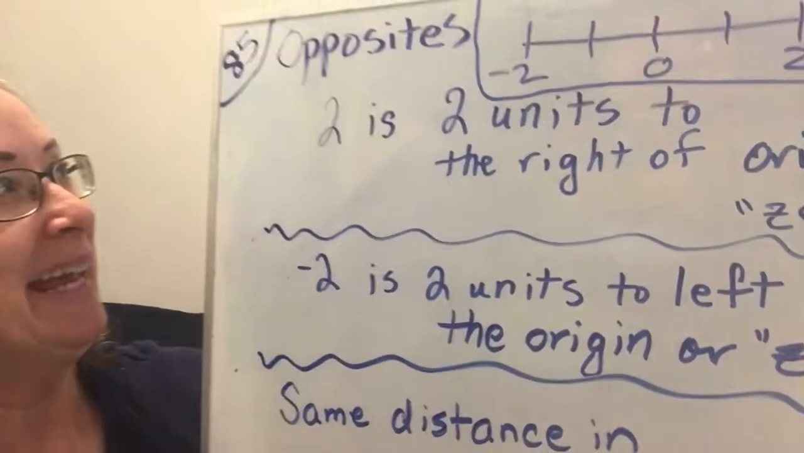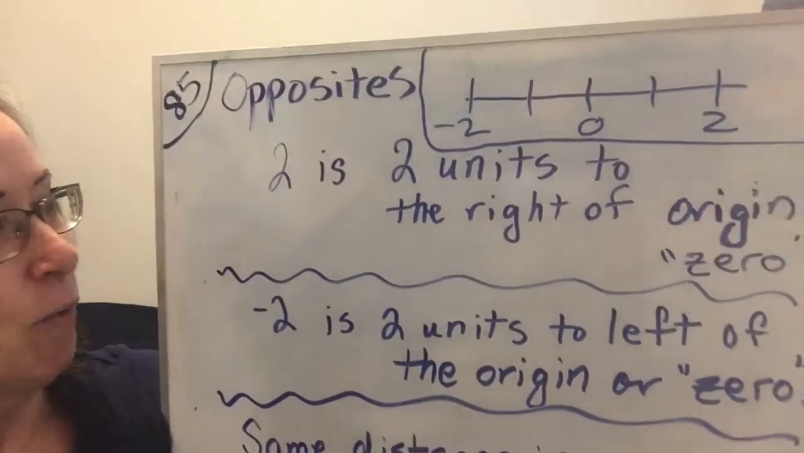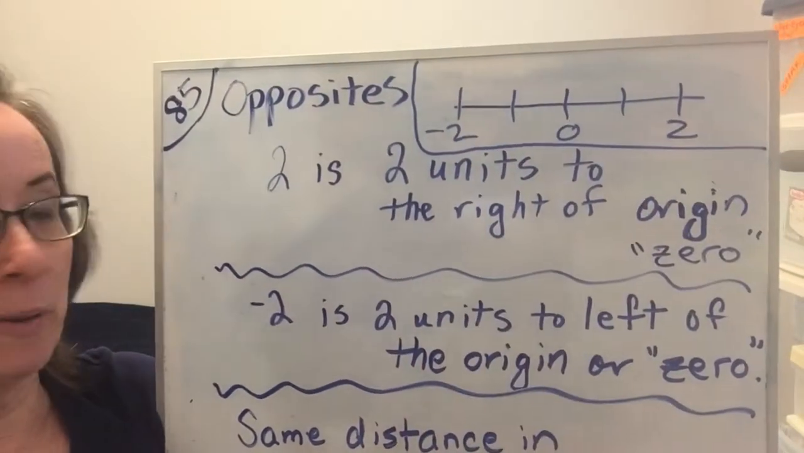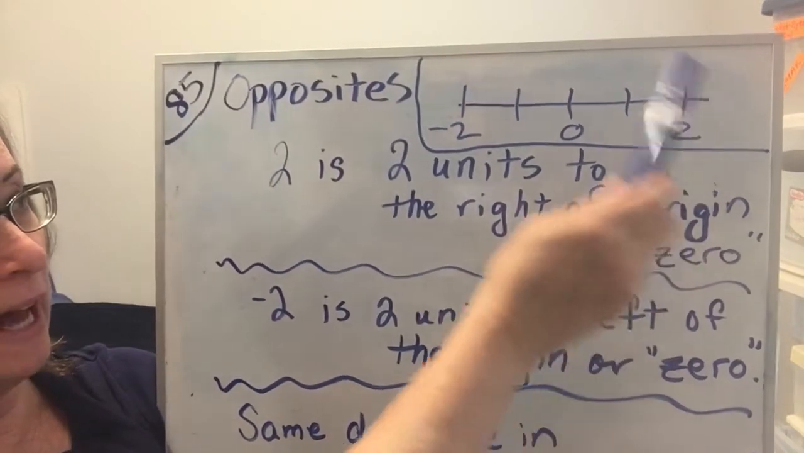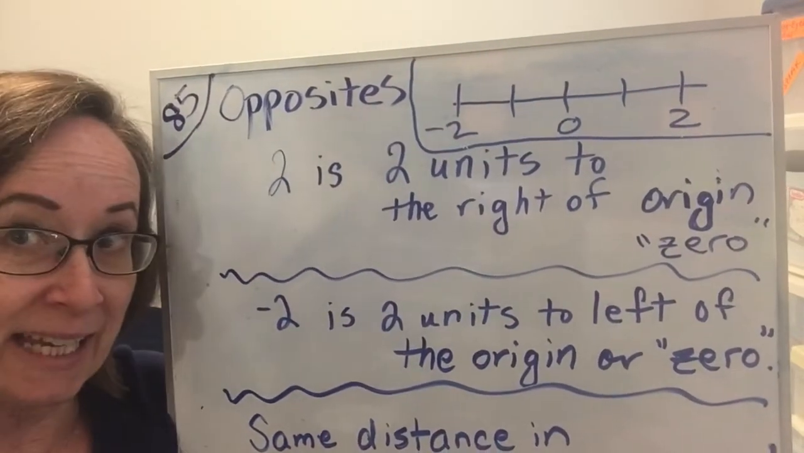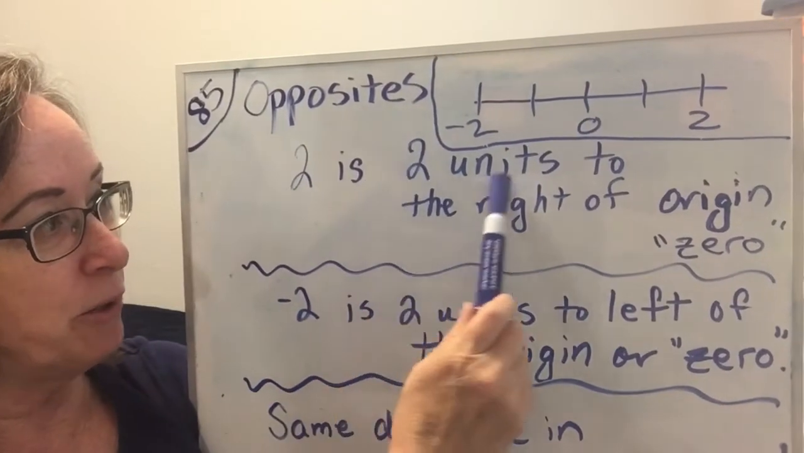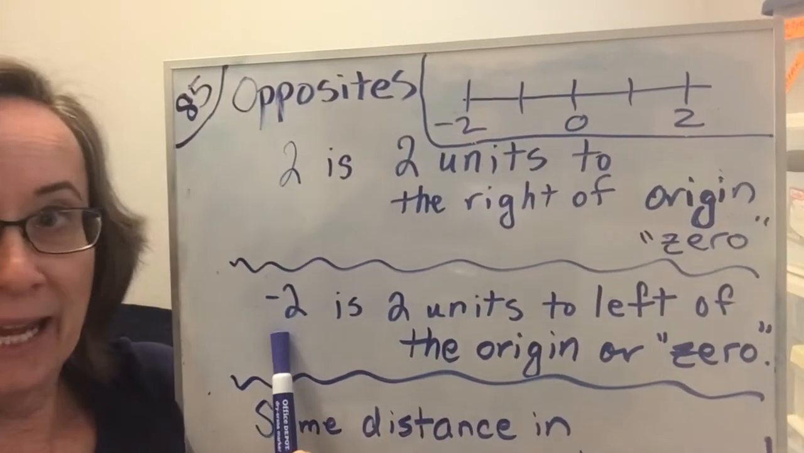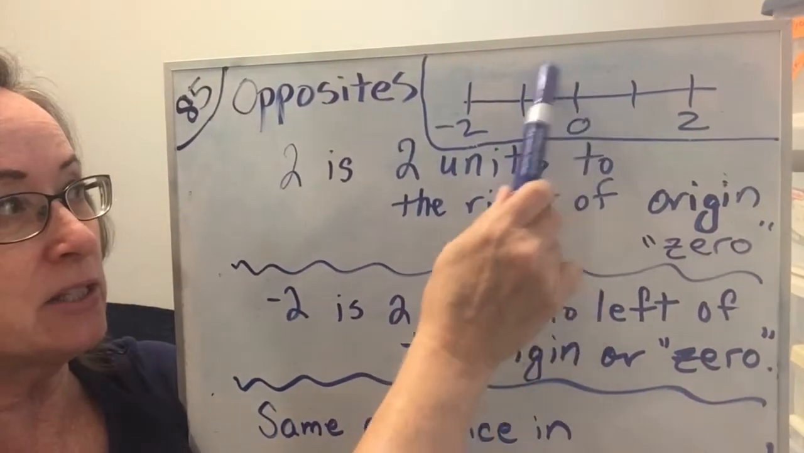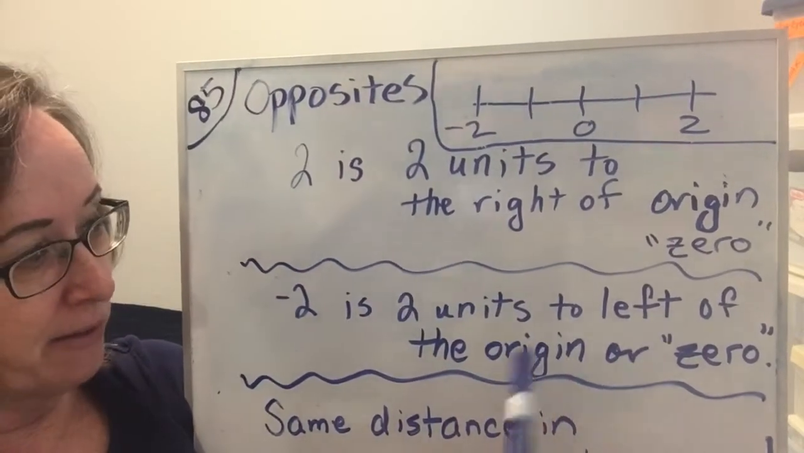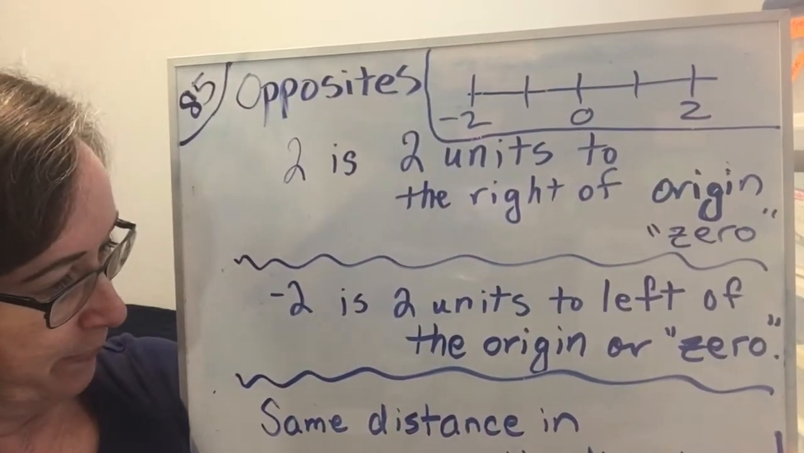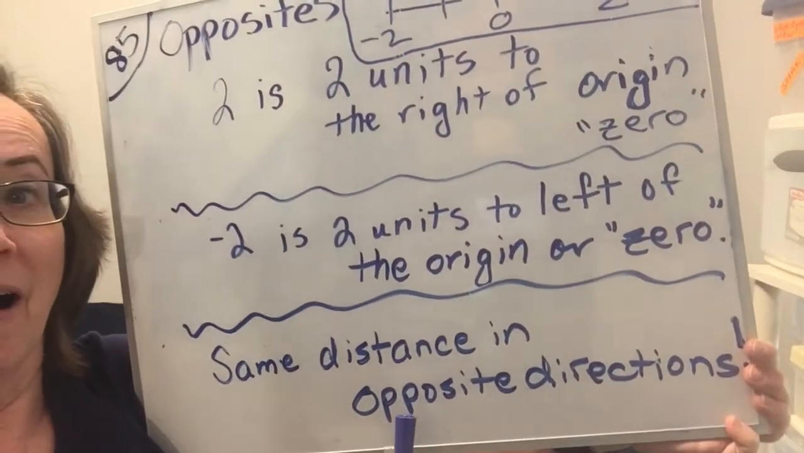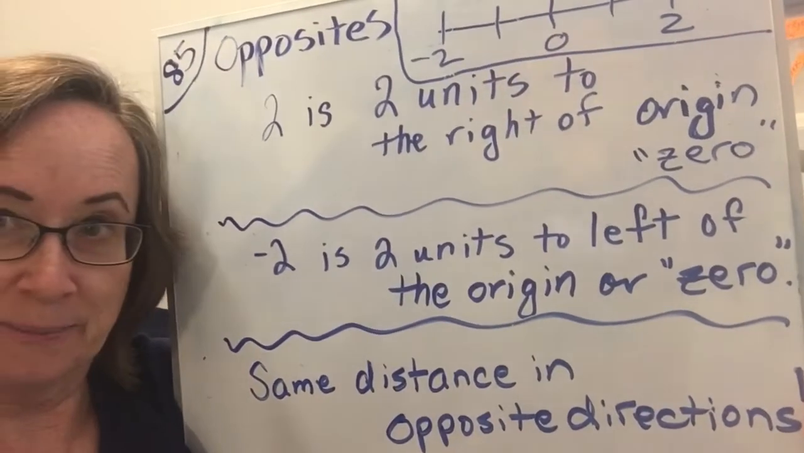All right, so here we're talking about opposites. What are opposites? Here you can see on my little tiny number line, I have a 2, and then on the other side of the 0, I have a -2. 2 is 2 units to the right of the origin, which is another name for 0. And -2 is 2 units to the left of the origin, or the 0. They're both the same distance from the 0, but they are in opposite directions.